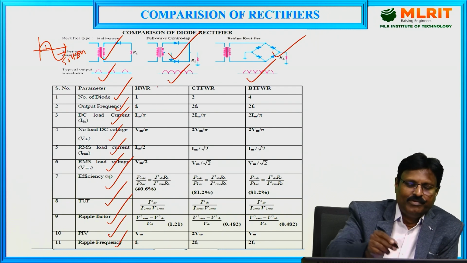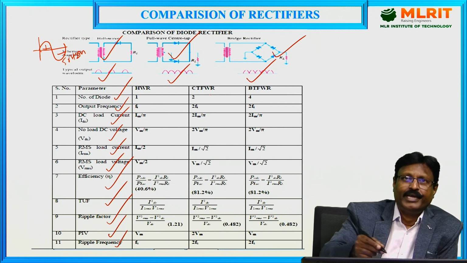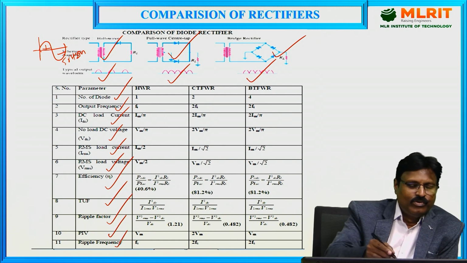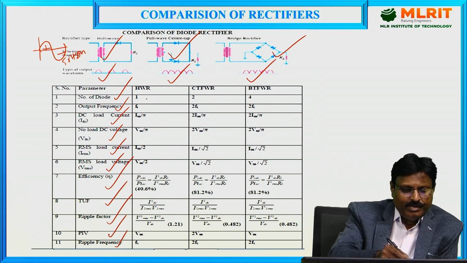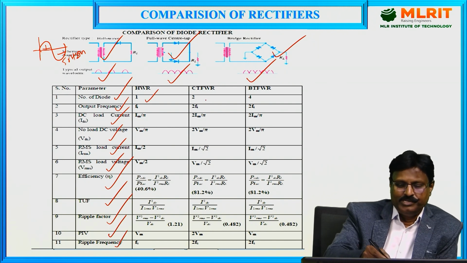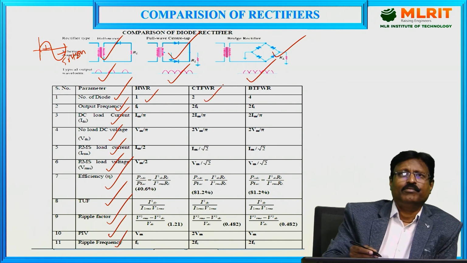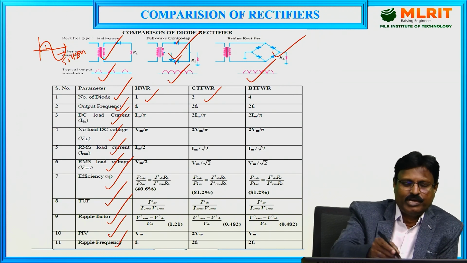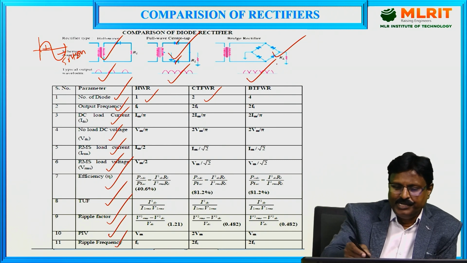Okay, so these are all the parameters by which I am comparing the rectifiers. First one is the half-wave rectifier, second one is the full-wave rectifier, and third one is the bridge rectifier. So how many diodes are there in the half-wave rectifier? Only one diode will be used, that's why 1. If it is a full-wave rectifier where we make use of a center tap transformer, the number of diodes we use is, as you can see, 2 diodes. And if it is a bridge rectifier, 4 diodes will be used.